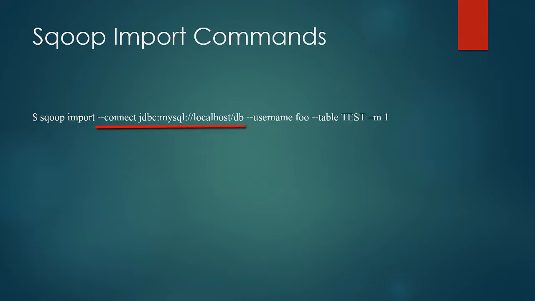So by --connect, we specify the JDBC URI string, which looks like the following. It has the driver information, the server hosting your database, and the database. Then we pass the username and the table information. Because we didn't specify the target location, this would be copied to a default location in HDFS.